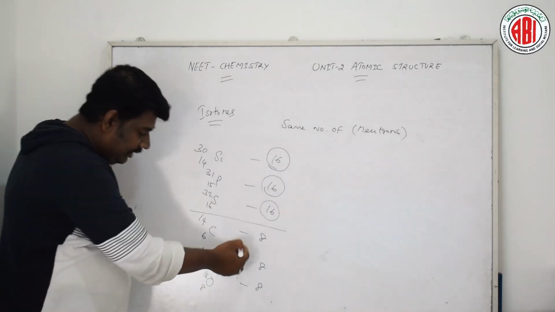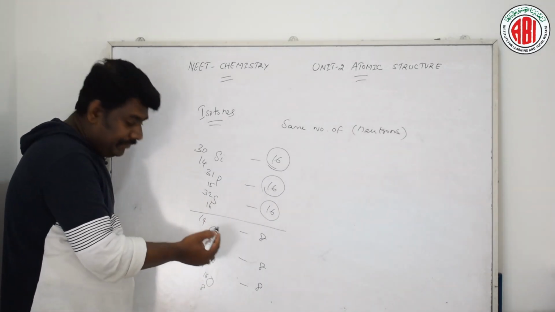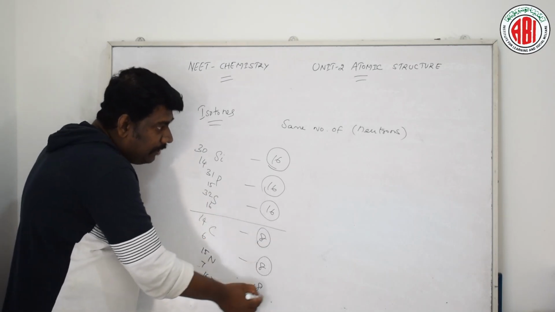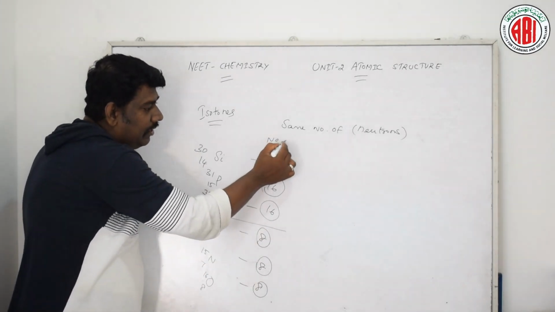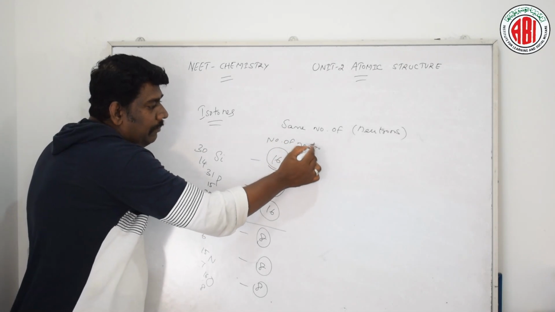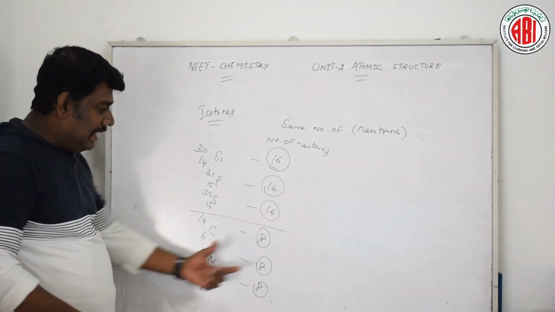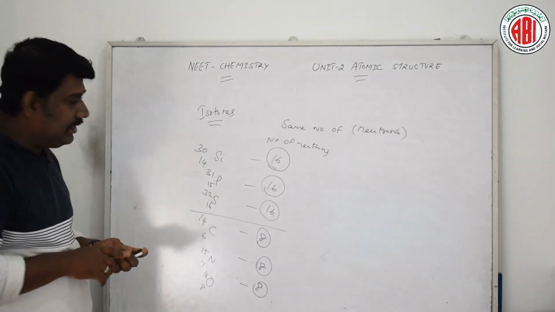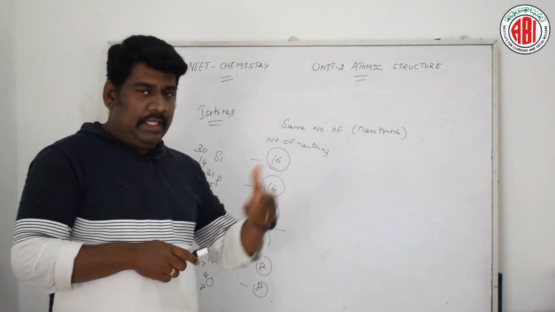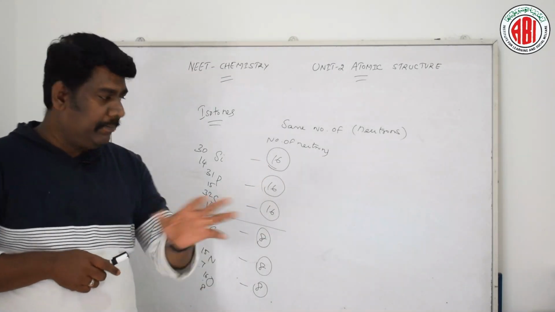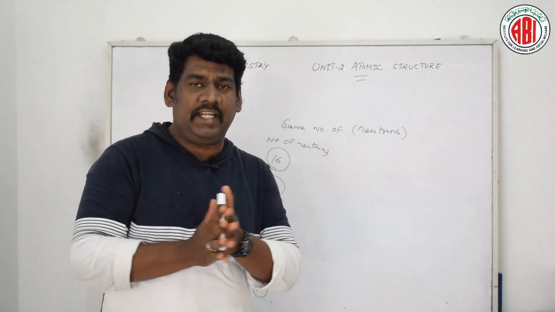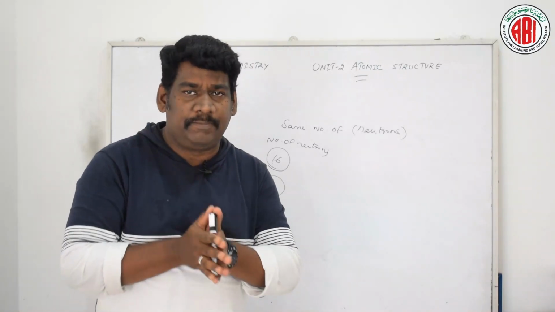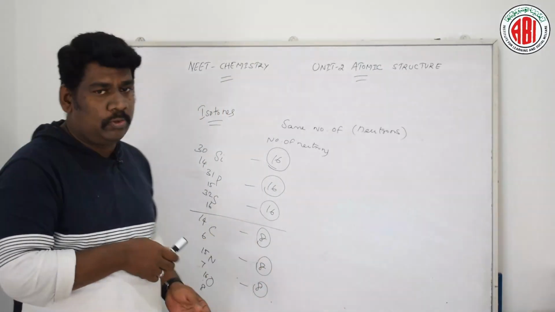Similarly, in this second category you see carbon, nitrogen and oxygen. Here also we have the same number of neutrons, which is similar as compared to the mass number of the element. So these are a few examples of isotones. Isotones are simply atoms which have the same number of neutrons but different mass numbers.